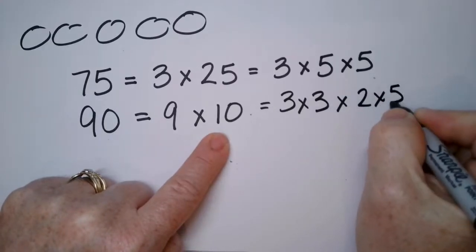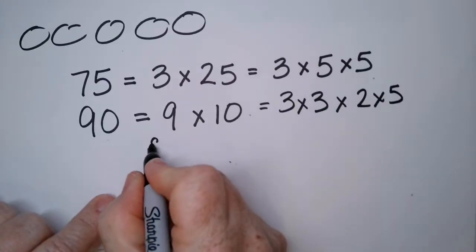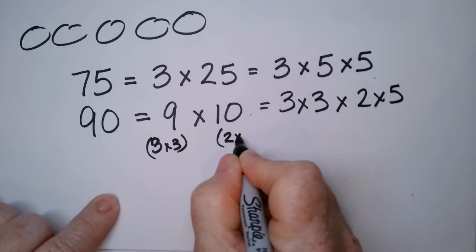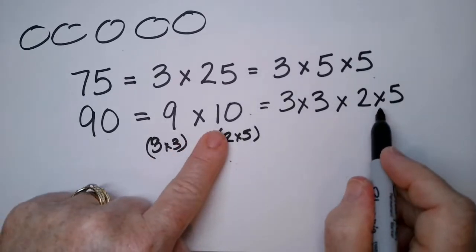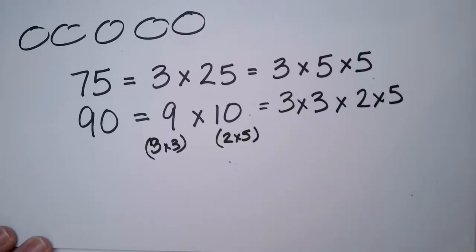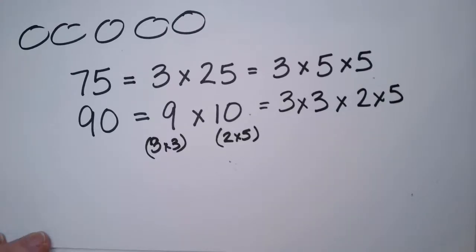So 3 times 3, this is the 9. Here, I'll put it here. 3 times 3. And this one is 2 times 5. Okay? So this is the 10. This is the 9. Give me a smile if we're good so far. I didn't lose anybody. We're good? Okay. So what do you do now?